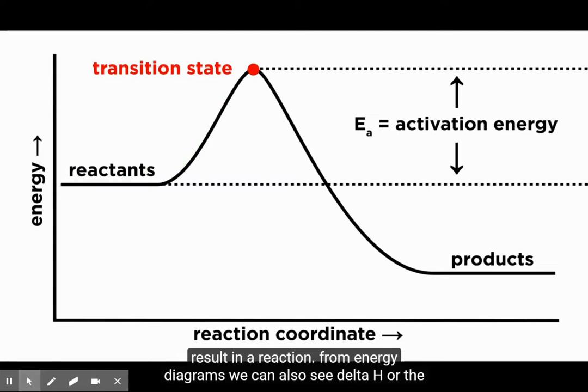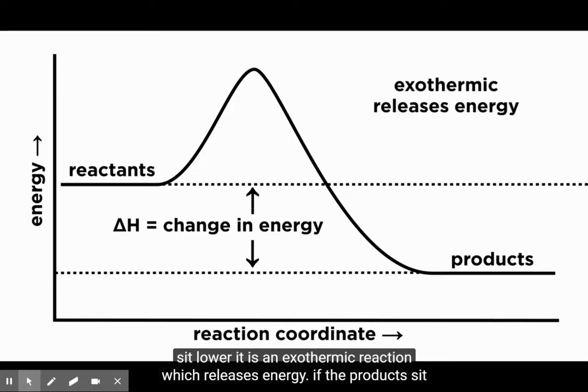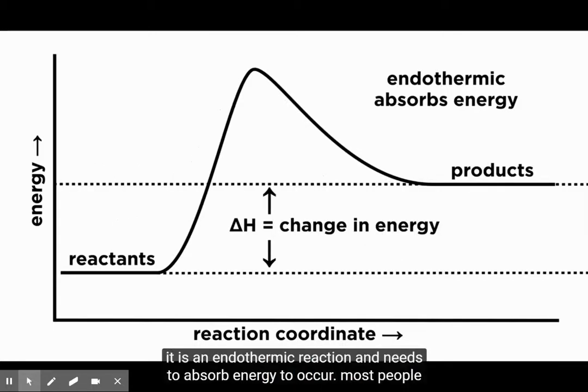From energy diagrams, we can also see delta H, or the difference in energy between the reactants and products. If the products sit lower, it is an exothermic reaction which releases energy. If the products sit higher, it is an endothermic reaction and needs to absorb energy to occur.